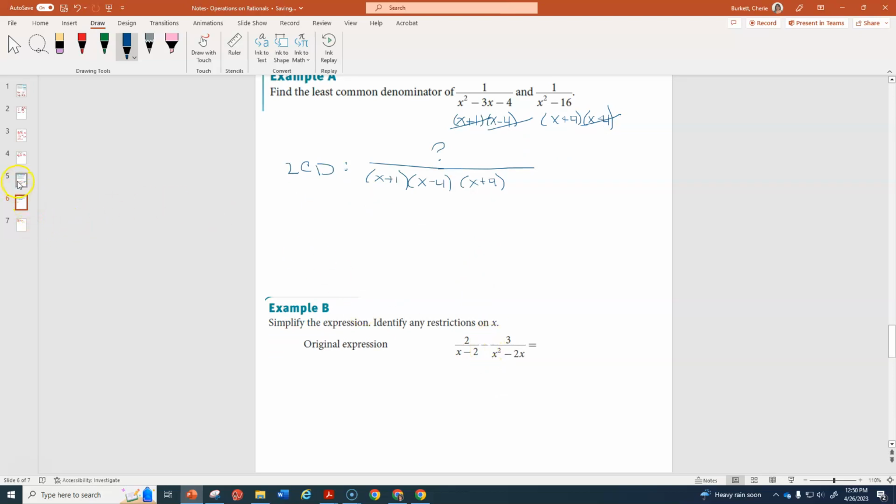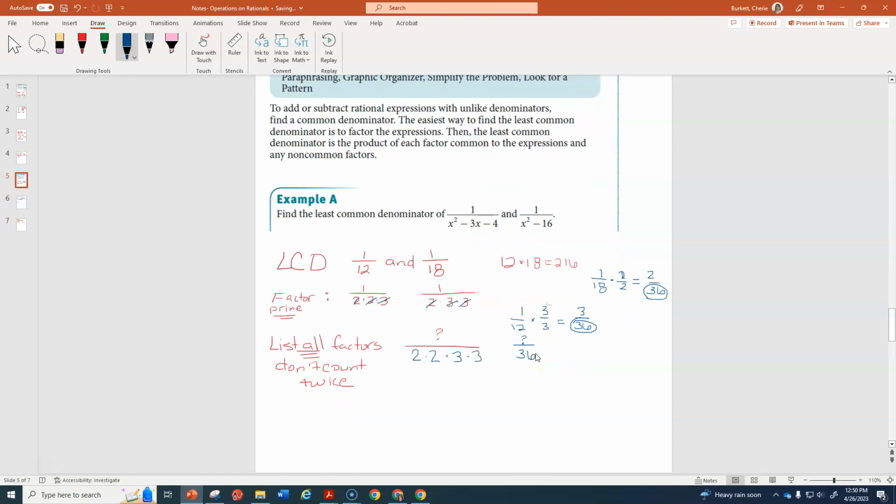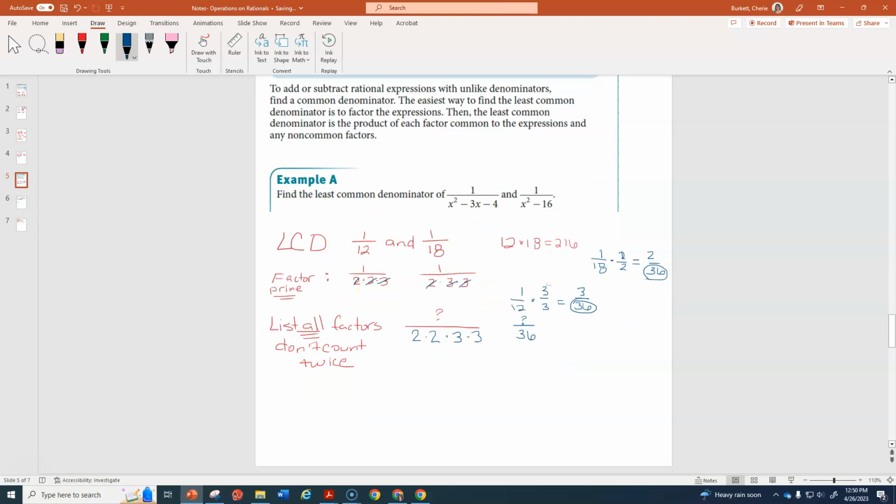So let me jump back to this other one right here and let's go back and let's do both. Let's add and subtract those. So if I started off with a problem that said 1/12 plus 1/18, the first thing I would do is do just like I did and factor the two problems. This is 2 times 2 times 3. This one's 2 times 3 times 3. And then this is 1 on top. This is 1 on top.